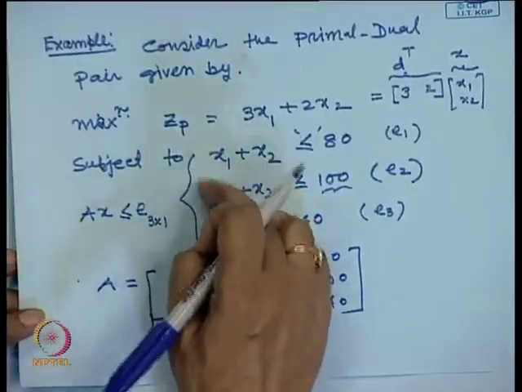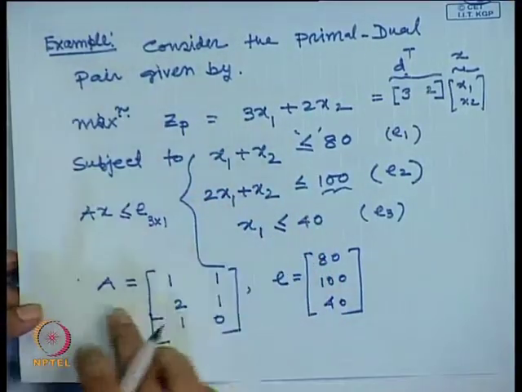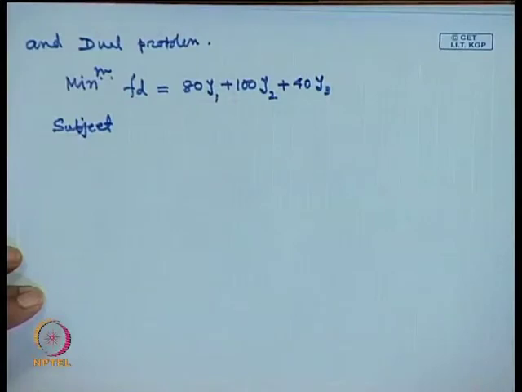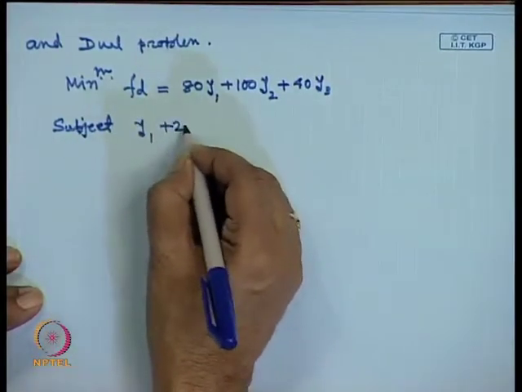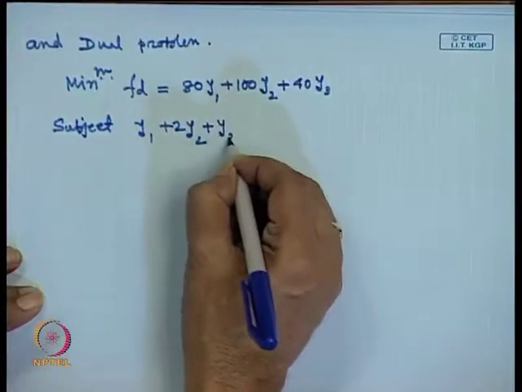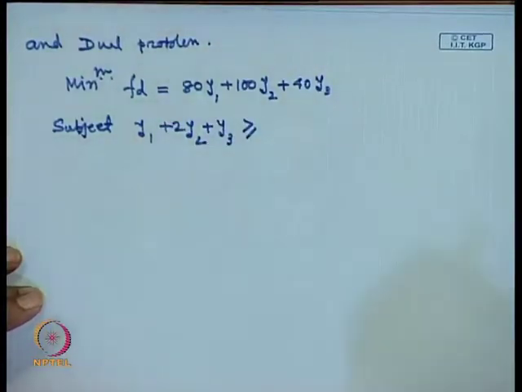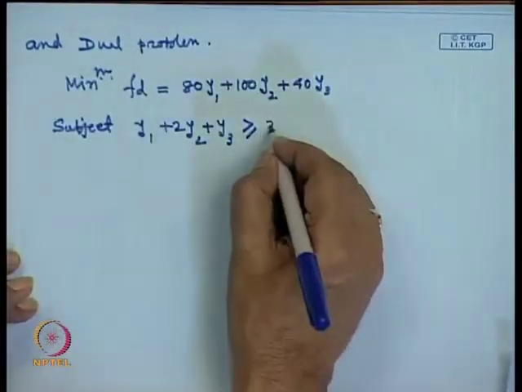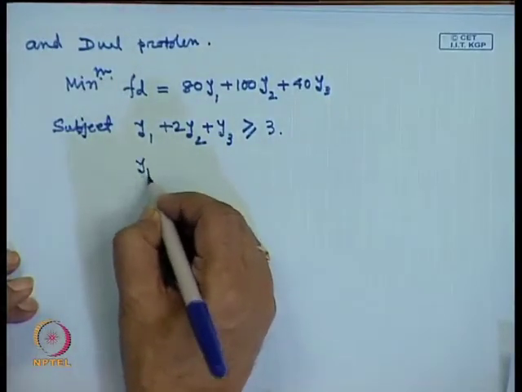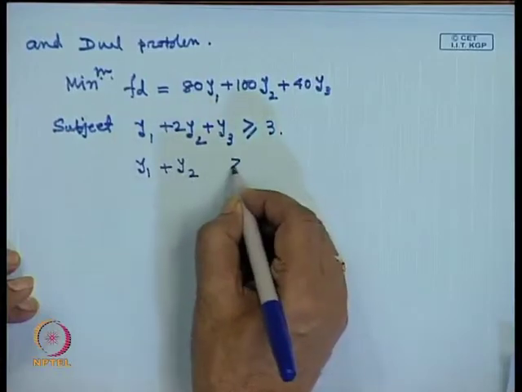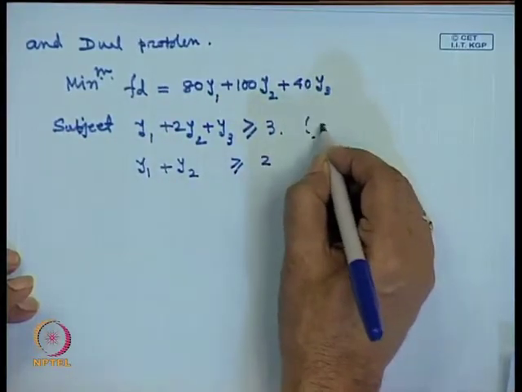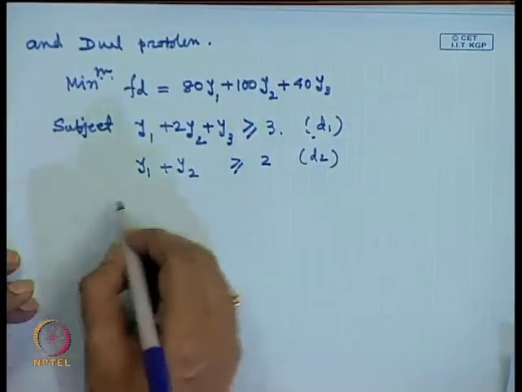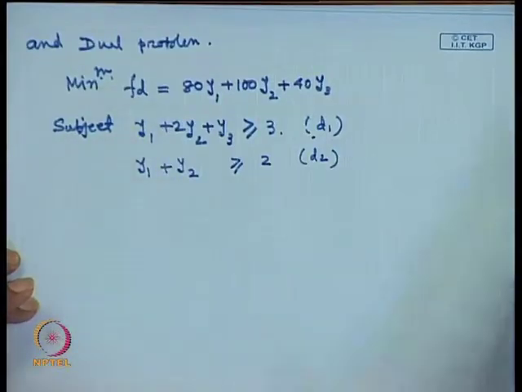So, the first column of this coefficient matrix is multiplied by y1, y2, y3. So, it will be y1 plus twice y2 plus y3 is greater than or equal to the first coefficient of the primal objective function, 3. Then next, similarly, I can write y1 plus y2 greater than or equal to 2, and that we have denoted by d1. This is d2, because we have 2 coefficients if you see here.